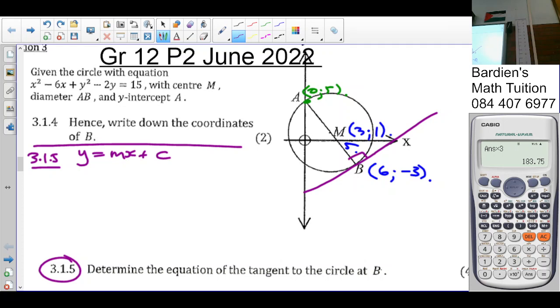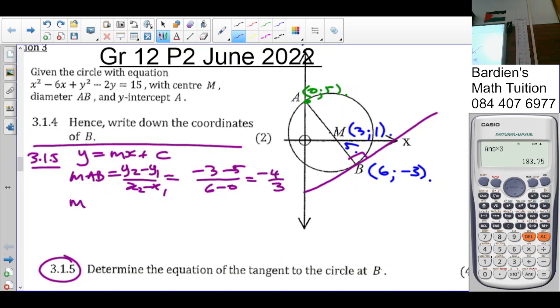To calculate the gradient, I'm going to work out the gradient of AB first. Gradient of AB is going to be y2 minus y1 over x2 minus x1. So it's going to be negative 3 minus 5 over 6 minus 0, which is negative 8 over 3. So the gradient of the tangent at B is going to be 3 over 4. Why? So the gradient of the tangent times the gradient of the radius is minus 1. Okay? So negative 1 divided by negative 8 over 3 gives you 3 over 4.